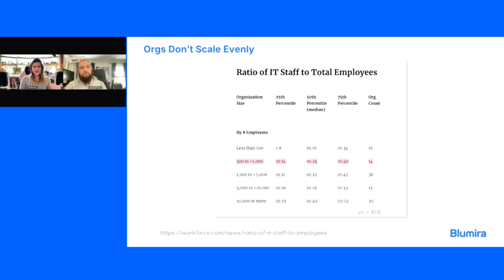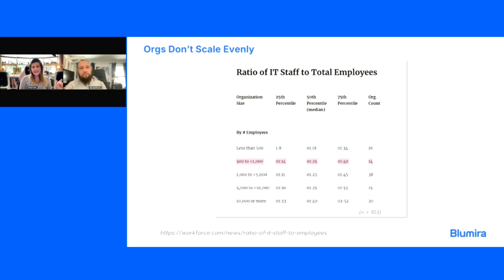As we get up and look at 1,000 to 5,000, 5,000 to 10,000, we see that those efficiencies of scale start to pay dividends. We're able to build processes and leverage tool sets that let a smaller staff work with a larger user base in that ratio equation.